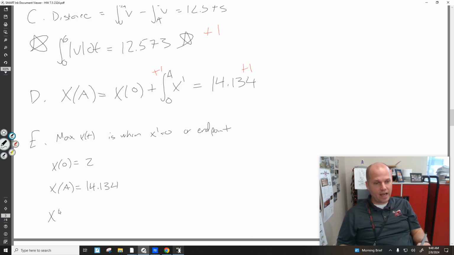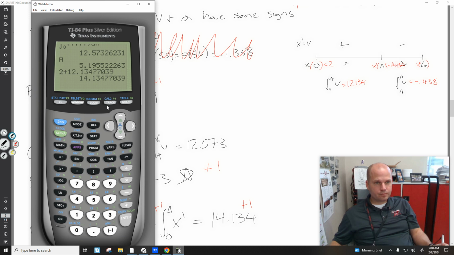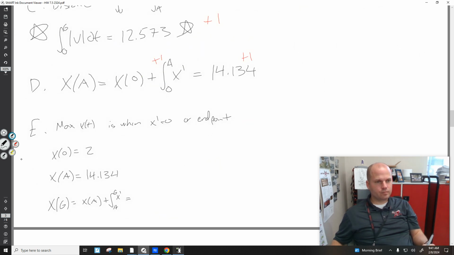You need to include x of 6, which equals x of A plus the integral from A to 6 of x prime, which is, what do we get for that? A to 6 is that little bit right there. You get 13.696.